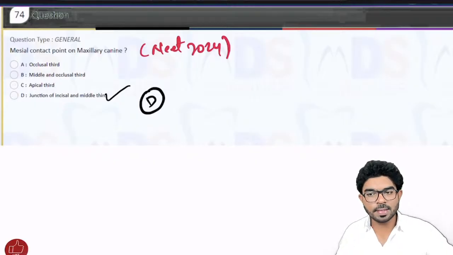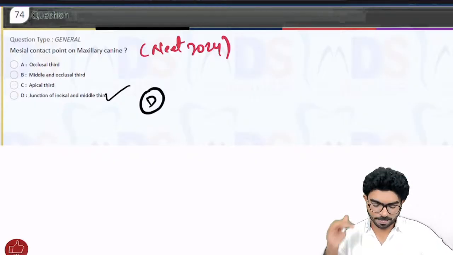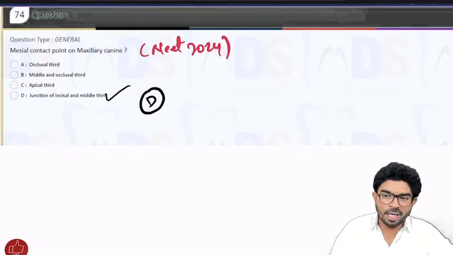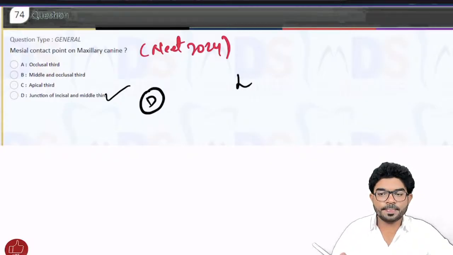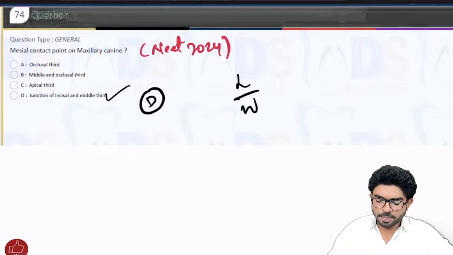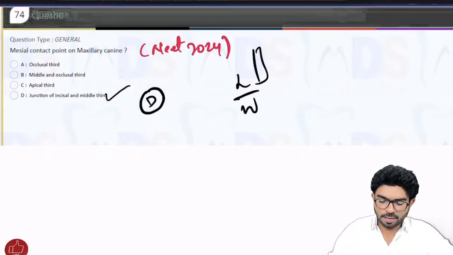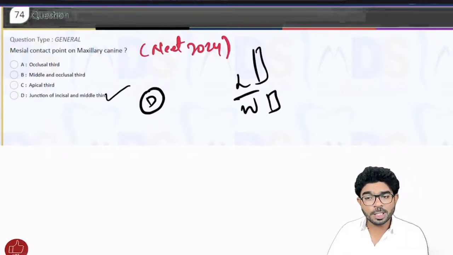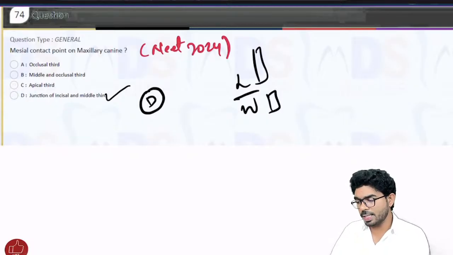So this concept is going to come under your smile designing part. There is one more important question on the smile designing part, which is very frequently repeated. If you take the ratio between the length and width, we know that the length will be more. If we take the length value and the width value of a particular tooth, particularly anterior teeth, how much percentage is it going to be? Ratio or percentage? Anyone? Length and width ratio according to the smile designing.